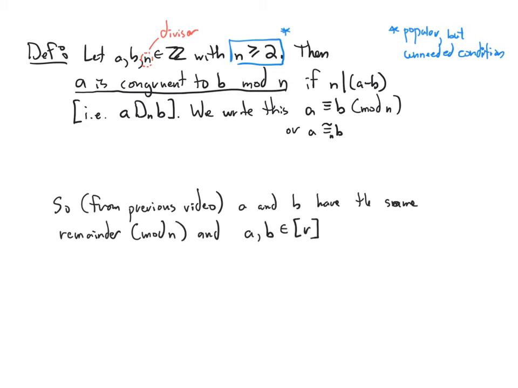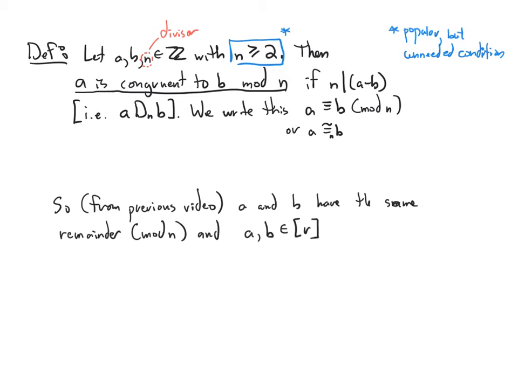Really, all you need is that n is a whole number and this whole thing can still work. I'll just say this: if you're dividing by 1, then it turns out that all numbers will be congruent to each other. And if you're dividing by 0, it will turn out that no numbers are congruent to each other. But to avoid those kinds of special cases, lots of books just say our divisor is going to be greater than or equal to 2.